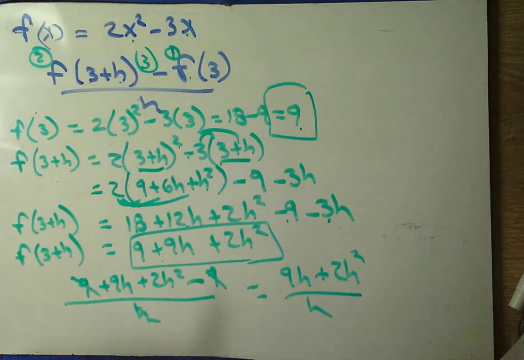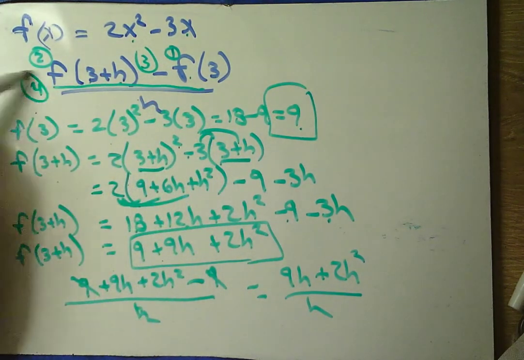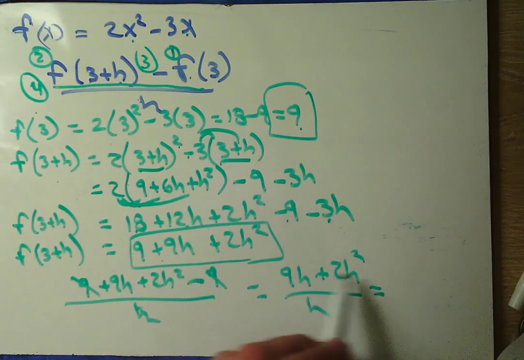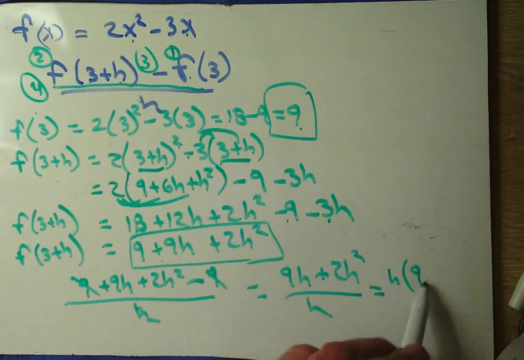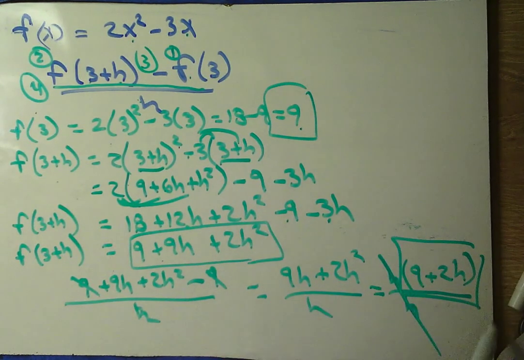I'm almost done. The fourth step is divide by h. So if I factor an h out on top and cancel it with the h on the bottom, my answer is going to be 9 plus 2h. Okie doke, 9 plus 2h.